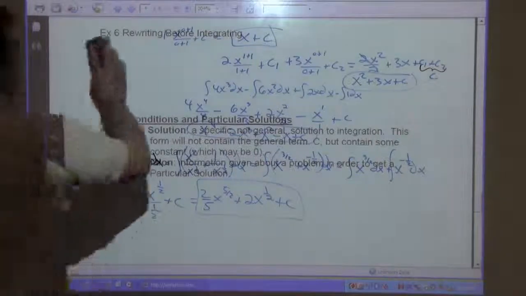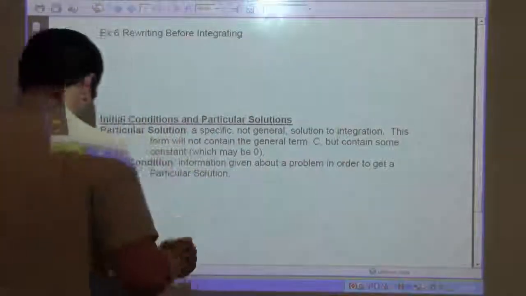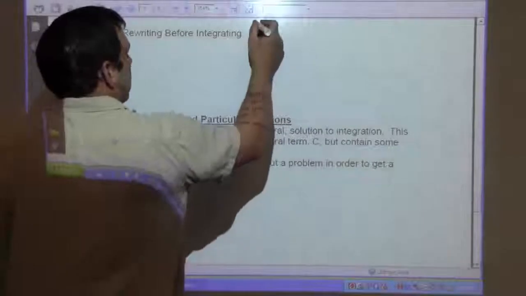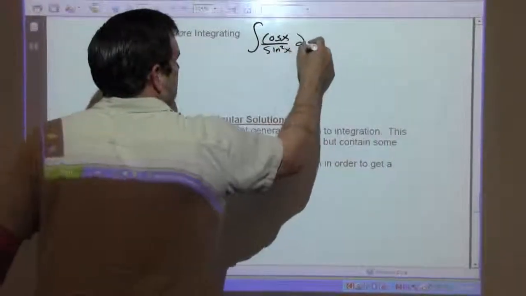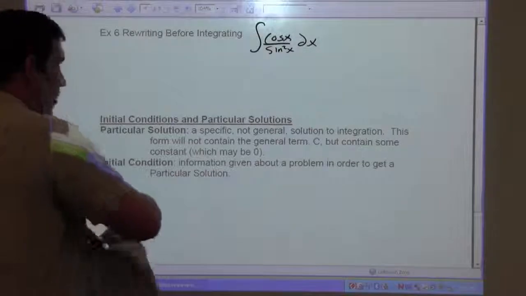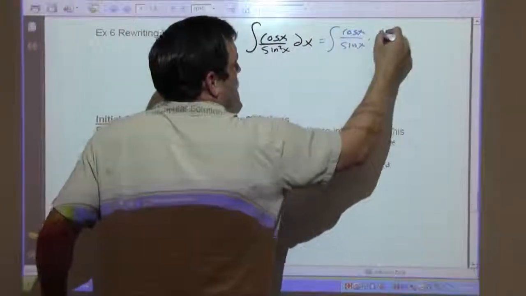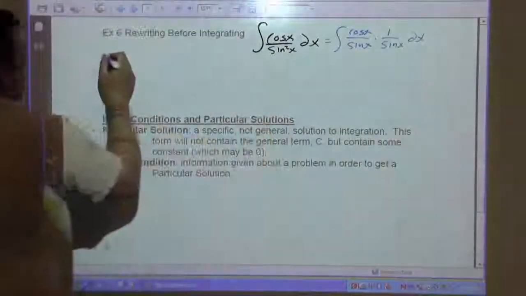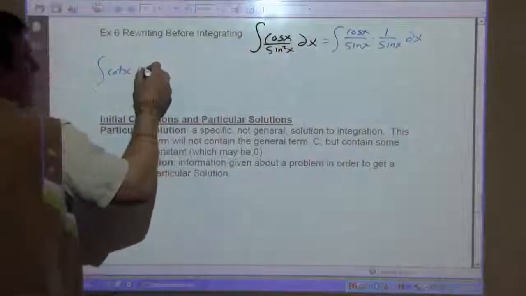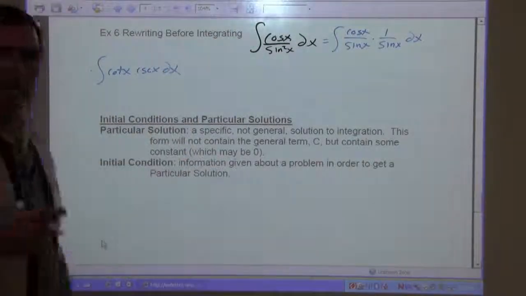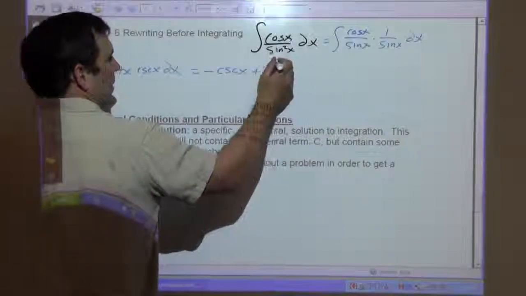So here's example 6. It says rewrite before integrating, and I again must have deleted it. So here it comes. It is the integral of cosecant x over sine squared x dx. So I would mess around with this a little bit. I'd call this the integral of cosecant x over sine x times 1 over sine x dx. And then we'd have the integral of cosine x over sine x is cotangent x, 1 over sine x is cosecant x dx. And this fits in with one of those antiderivative formulas. This becomes negative cosecant x plus c.